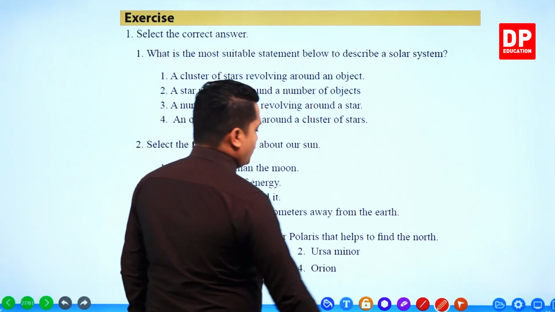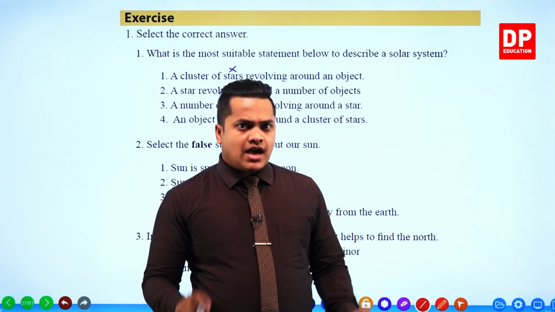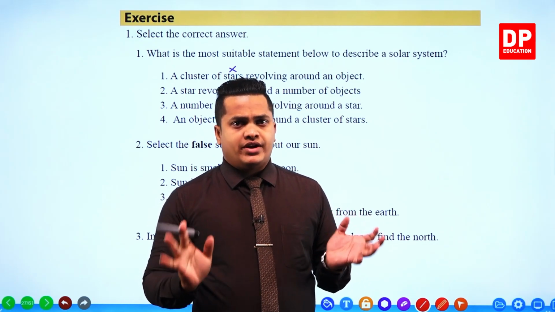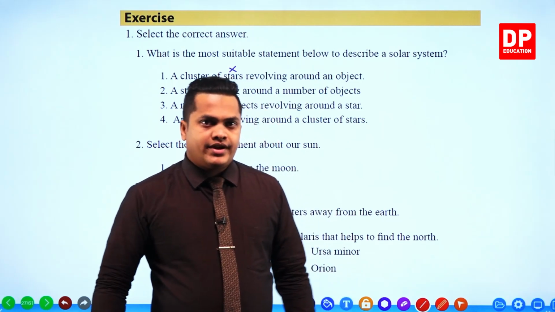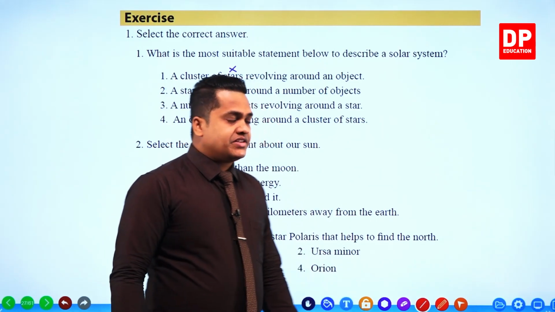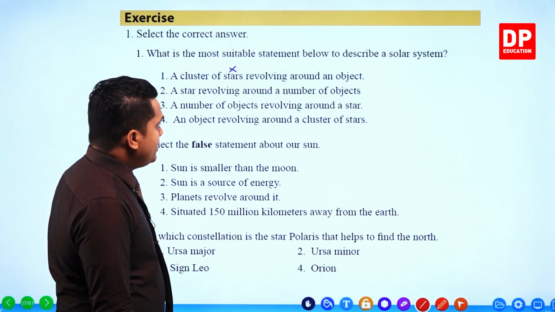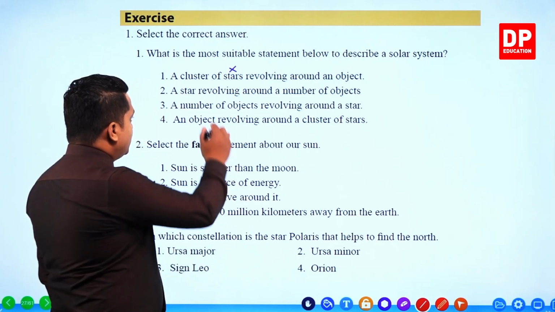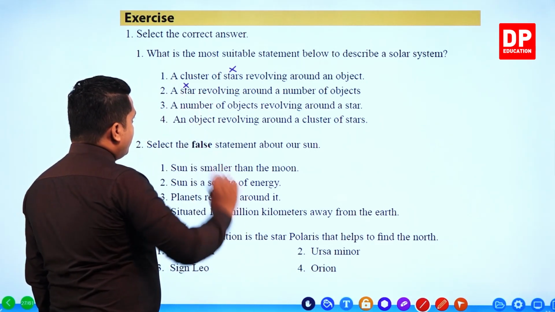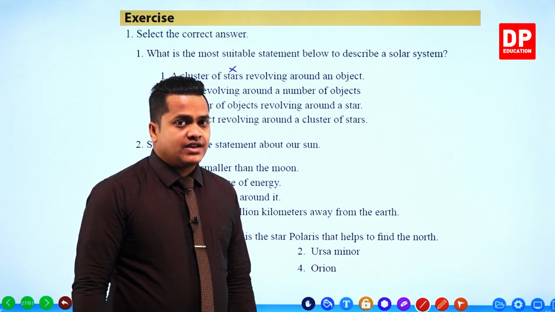Cluster of stars, no, it's incorrect. Here stars is the one which is incorrect. It's not stars, right? Stars are not going to revolve around an object. Planets are going to revolve around a star, right? So that's the incorrect reason. A star revolving around a number of objects, once again, is incorrect. Star is not going to revolve. Star is the thing which is getting incorrect.